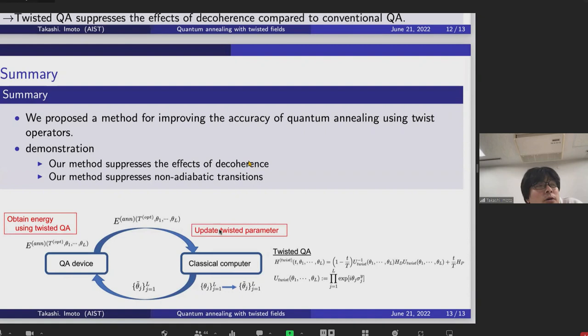Okay, so this is a summary of our talk. We propose a method for improving the accuracy of quantum annealing using twisted operators. The concept of this method is this figure. And we demonstrate it for the hydrogen molecule, and our method suppresses the effect of decoherence, and our method suppresses non-adiabatic transitions. So thank you for your attention.